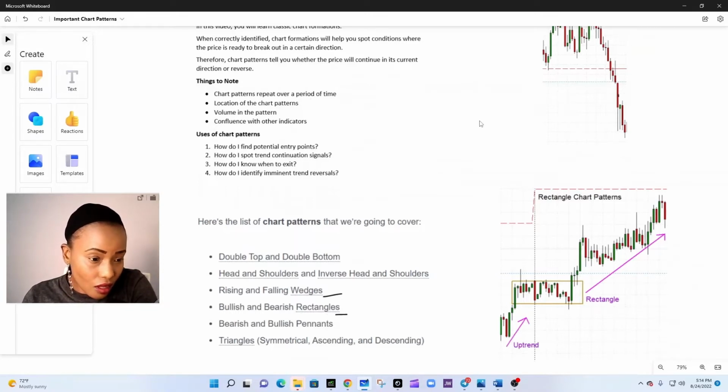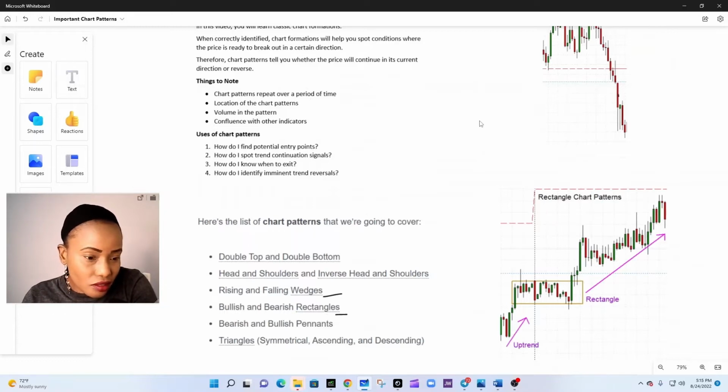And then another important question, how do I know when to exit? Of course, you have a goal for the day. You know how many pips you want to collect during that trading session. So once you've achieved your goal for the day, how do you exit?